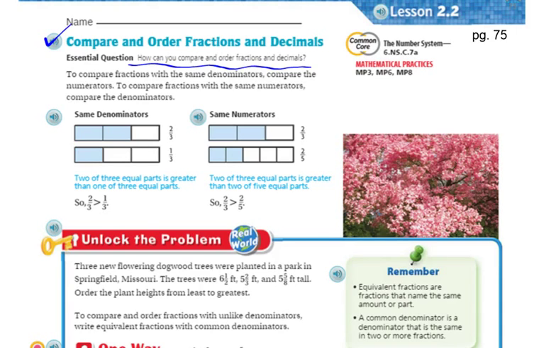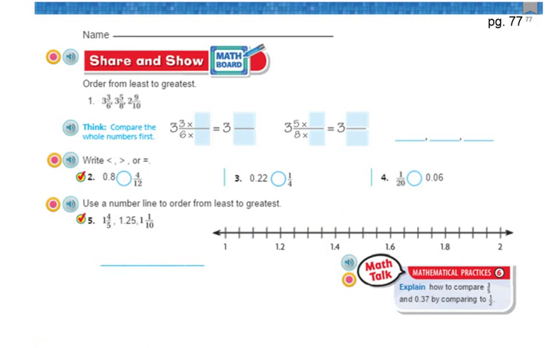What I'd like to do is have you go ahead and turn to page 77 in your workbook. We are looking for the share and show. All right, we are going to attack lesson 2.2 on page 77 through the share and show. So please follow along. Any of the work I'm writing down, I'd like you to go ahead and fill in. You could do it in the workbook or on a separate piece of paper. All right, here we go.